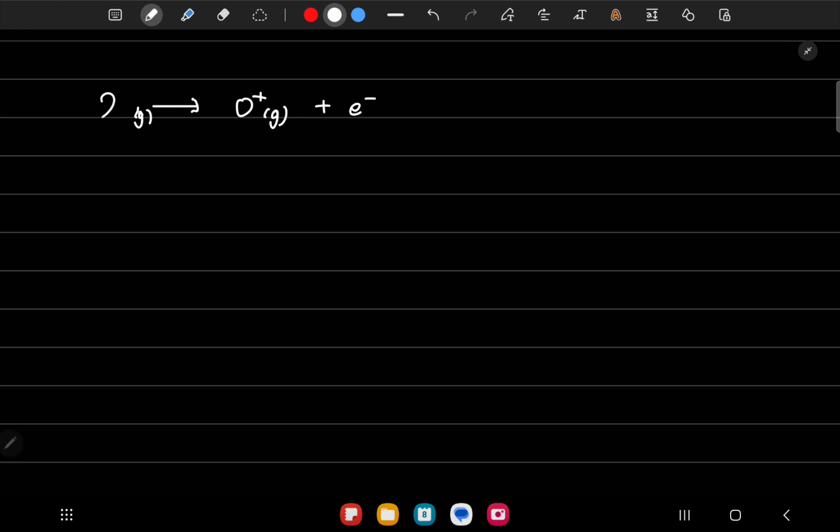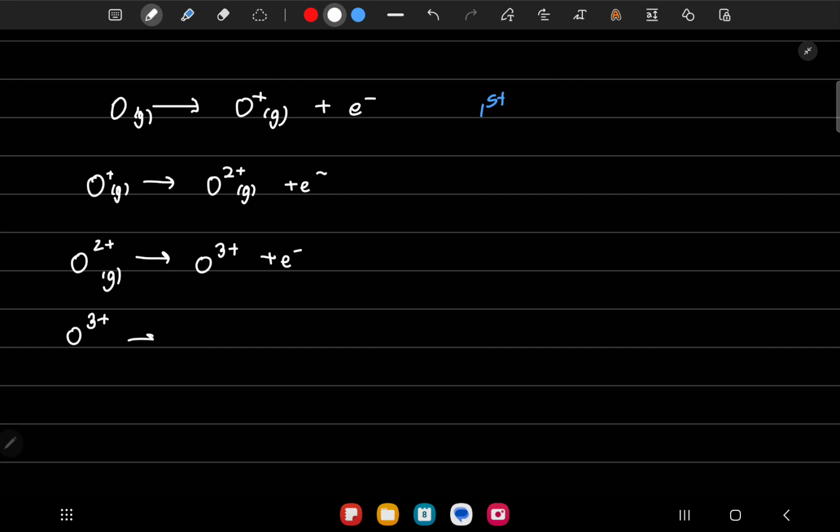So even here we are not writing O2, which is the usual form oxygen stays in. We want this form, pure O. No molecule, just the element in its gaseous form and 1 mole of it. So this is the first ionization. For oxygen, the second ionization would be O plus becoming O2 plus and 1 electron. The third ionization will be O2 plus becoming O3 plus. The fourth one will be O3 plus becoming O4 plus, and so on.